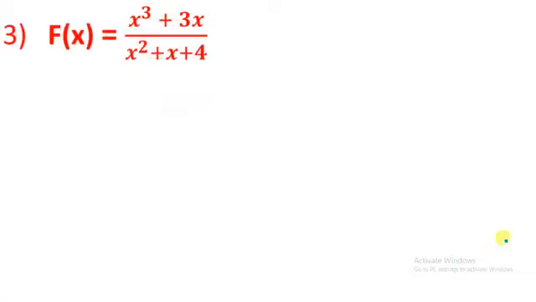Now example 3. I have f of x equals x cubed plus 3x over x squared plus x plus 4. It is a function over a function because the numerator contains x and the denominator contains x. Then we will apply rule 8. So we will suppose the numerator x cubed plus 3x to be u and the denominator x squared plus x plus 4 to be v.